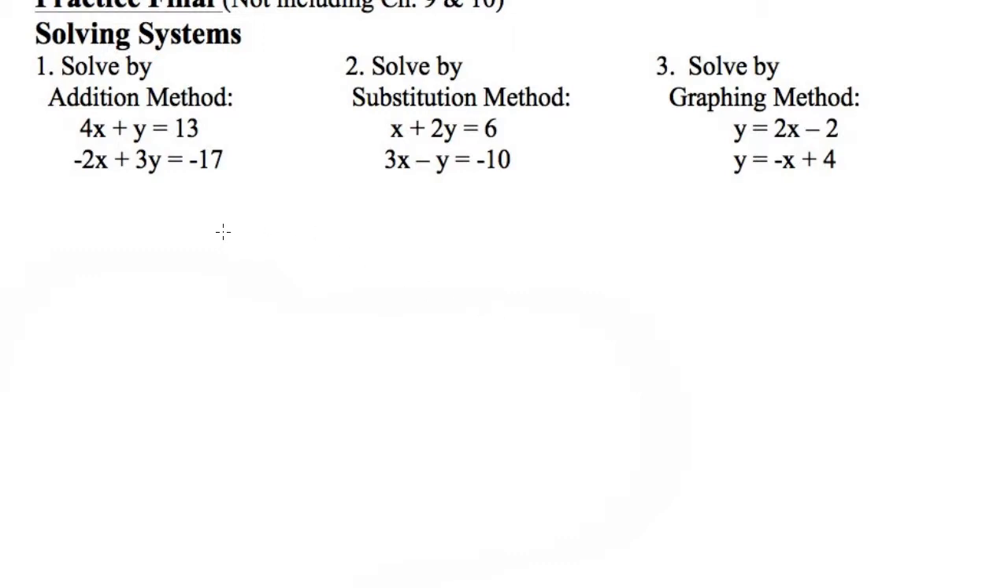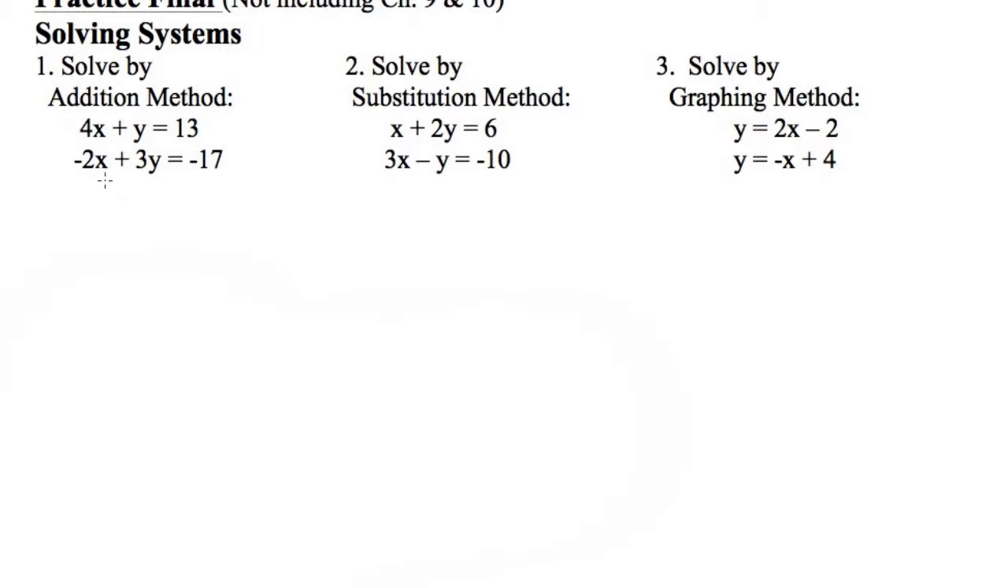When we solve systems, our goal, our end product, is to find the x and the y value that make both equations true. So that's what we're looking for, whether we do an addition method, substitution method, or graphing method. We'll start with addition method.